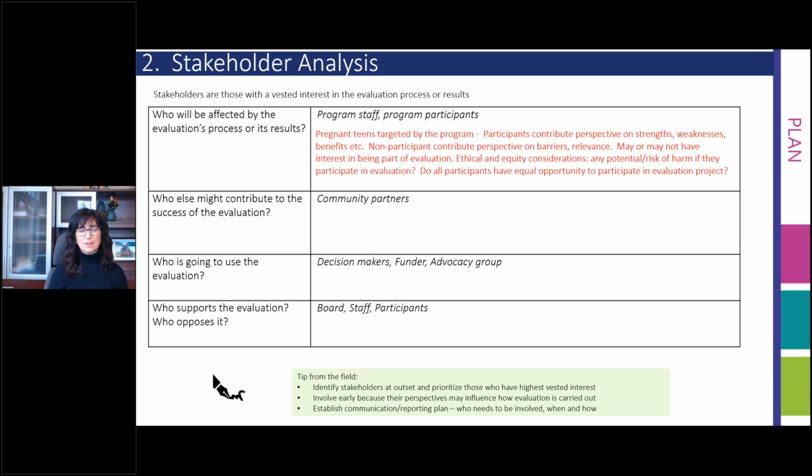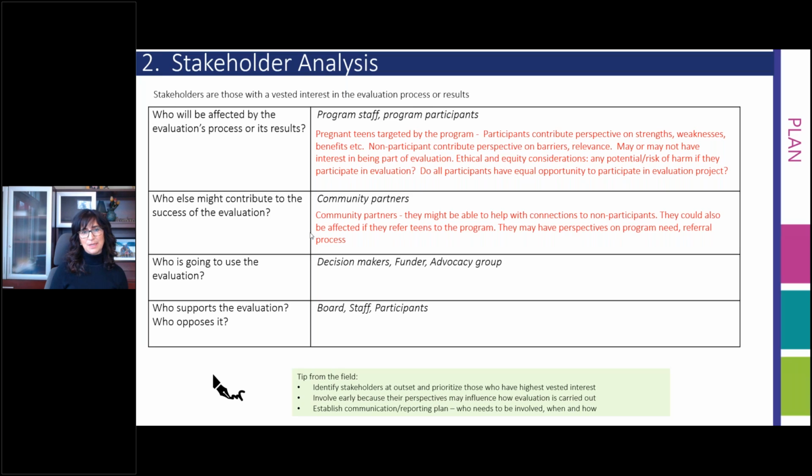Who else might contribute to the success of the evaluation? So again, thinking about it from a 360 perspective, we might want to say, are there others that might give us information? An example here would be community partners. They might help us understand or connect to people who aren't participating. They might hear about our program and we want to ask them, what are you hearing about the program? They might say, you know what, you're doing the exact same program as another organization. We're not sure why you're doing it. So all of that information from other stakeholders might be helpful.